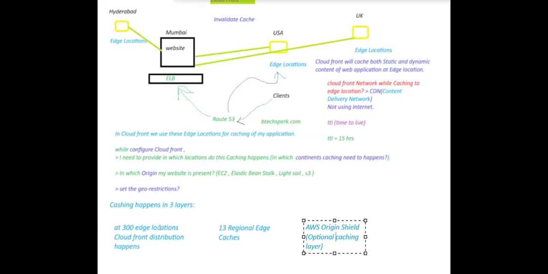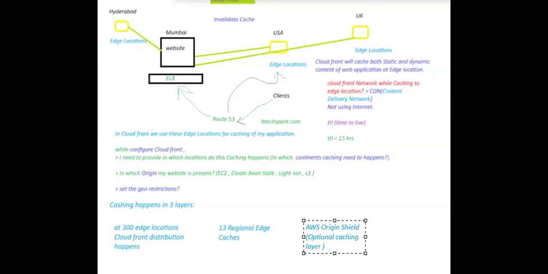The first one is the 300 edge locations, the second one is the 13 regional edge caches, and the third one is an optional layer. While creating your CloudFront distribution, only if you enable this will it be created. That is AWS Origin Shield. It is also an edge cache layer, which is present in between regional edge caches.